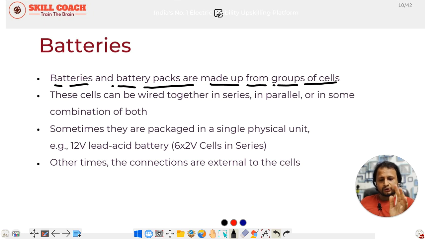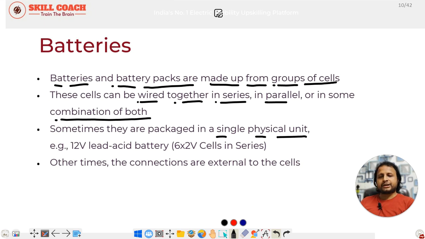I will explain, no need to worry about how we connect one cell to another, you will understand. These cells can be wired together in series or in parallel or in some combination of both, okay. And sometimes they are packed in a single physical unit. We can make one battery pack. Like for 12 volt lead acid batteries, we can take 6 cells of 2 volt and connect them in series.